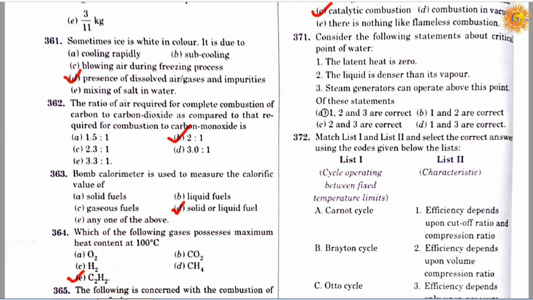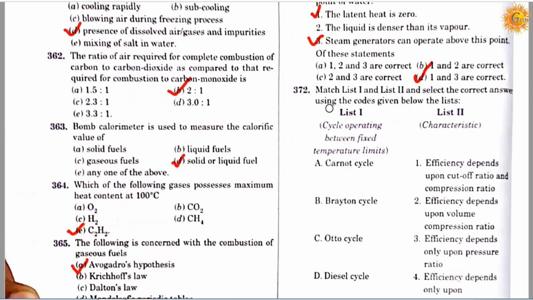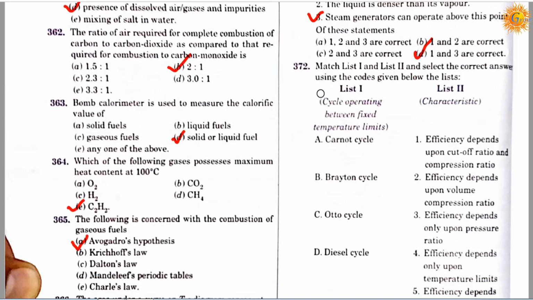Option A is 1, 2 and 3 are correct. Option B 1 and 2 are correct. Option C 2 and 3 are correct. Option D 1 and 3 are correct. So the correct answer is D. It means statements 1 and 3 are correct.